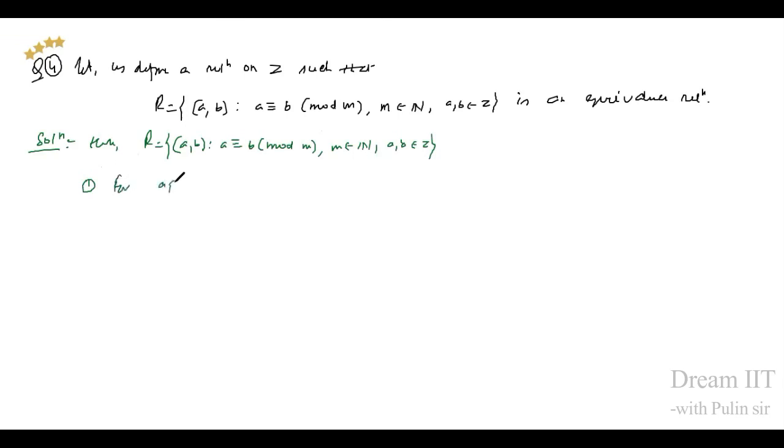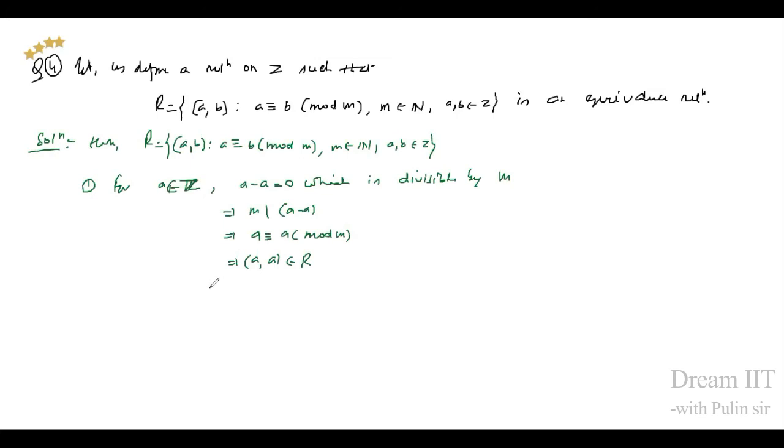For A belongs to the integers, what do you say? A minus A is 0, which is divisible by m, any natural number. That means m divides A minus A. If this happens, I can say that A is congruent to A mod m. That means I can say (A, A) is related. Therefore, R is reflexive. So one part we got.